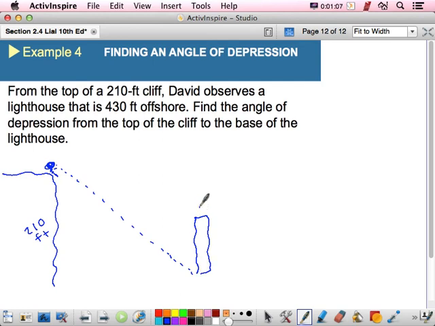What goes on top of a lighthouse? A little house looking. Shouldn't it be taller? A light. Anyway, there's a light. It's like a candle. It's a giant candle. There it is. David's looking there.